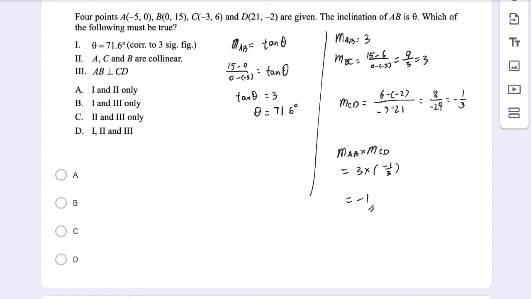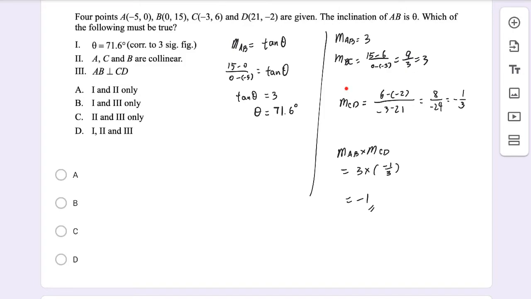Okay, for this problem, you can see that first of all, we use the slope of AB to find out the inclination, like this way. So you can find out theta, that will be 71.6 degrees. And then for the second part, you are going to see whether they are collinear. So you find out the slope of AB and the slope of BC, and you'll see that they have the same slope. That means they are collinear.